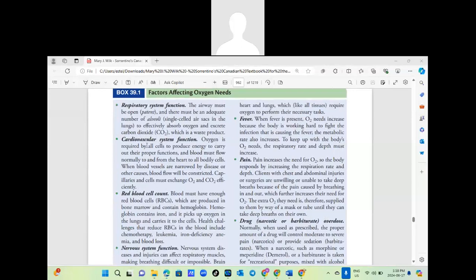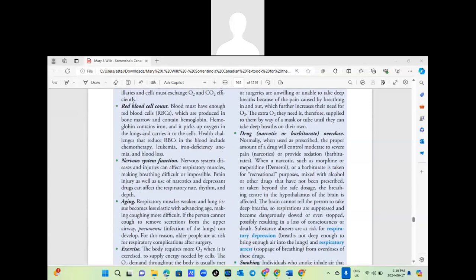Next, we have mentioned the cardiovascular system. Oxygen is required by all cells to produce energy to carry out their proper functions, and blood must flow normally to and from the heart to all bodily cells. When blood vessels are narrowed by disease or other causes, blood flow will be constricted. Capillaries and cells must exchange O2 and CO2 efficiently. Because the blood flow is constricted, the gas exchange through the capillaries is impaired.